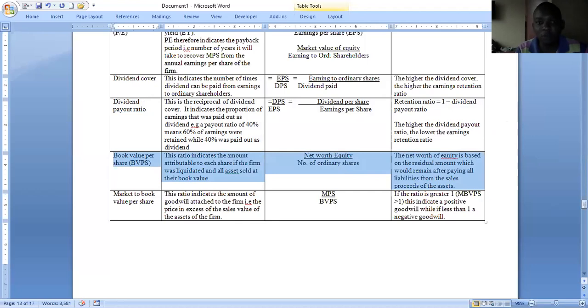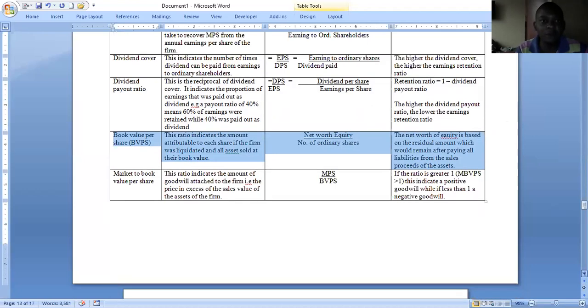Then we have the market to book value ratio. This indicates the amount of goodwill attached to the firm, i.e. the excess over the sales value of the assets of the firm. It is equal to the market price per share divided by the book value per share. If the ratio is greater than 1, this indicates a positive goodwill, whereas a market to book value ratio less than 1 indicates a negative goodwill.